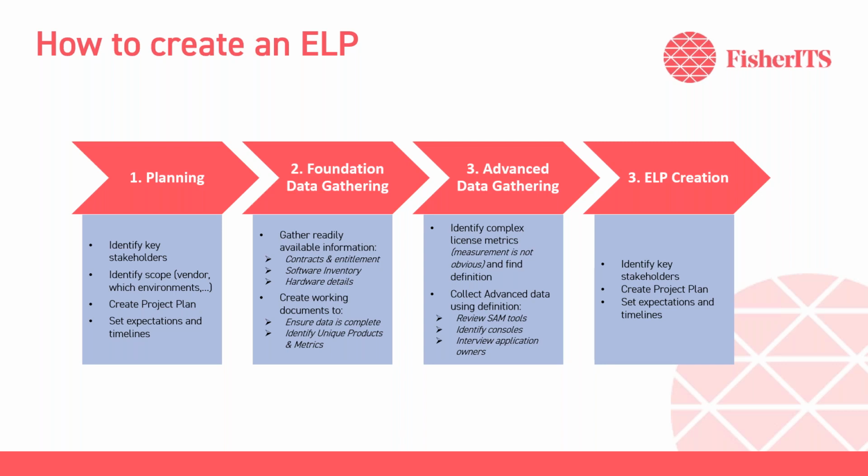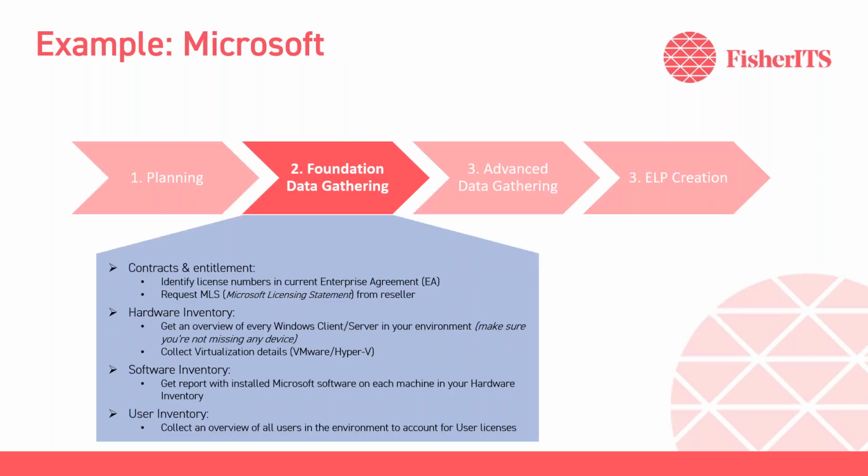If you've got everything from this step and you've gone one by one through every software title, you can just put it together and in the end get your ELP together. If we look into a specific example, for example, Microsoft, one of the most well-known publishers out there, what would we do for this one?